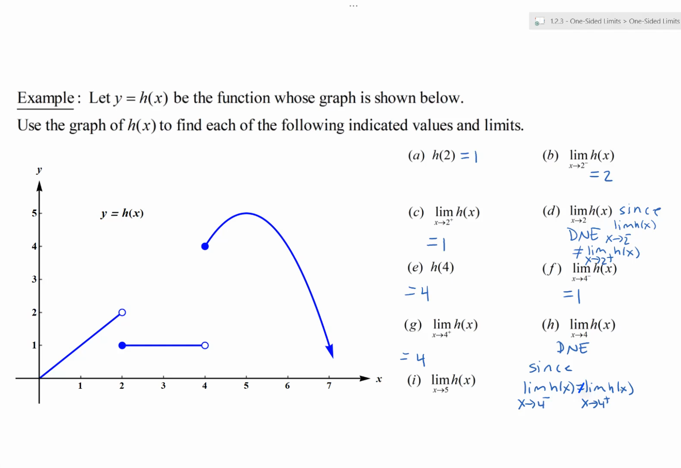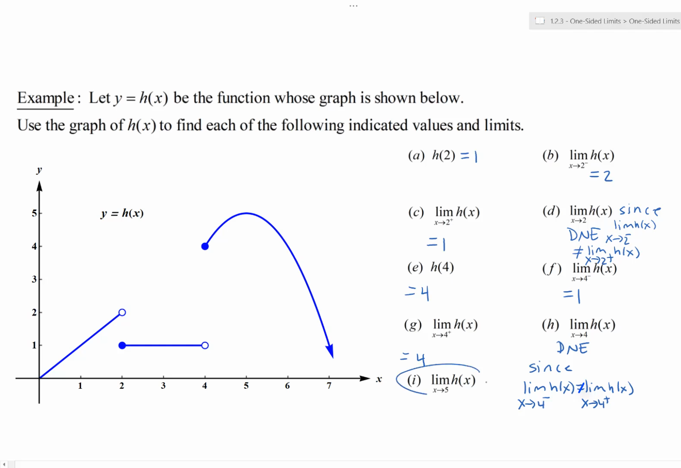Right, so hopefully you're starting to see, okay, you got to look at the left side limit, the right side limit. Do those equal the same thing? If so, and it's a real number, the limit exists. If not, limit doesn't exist.